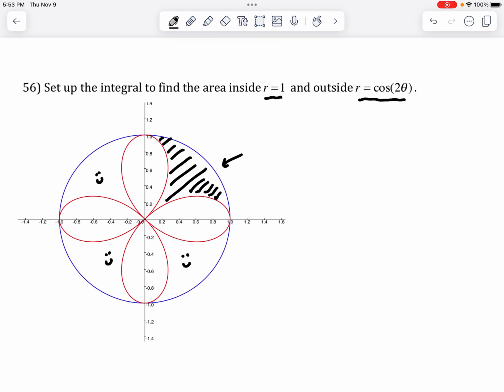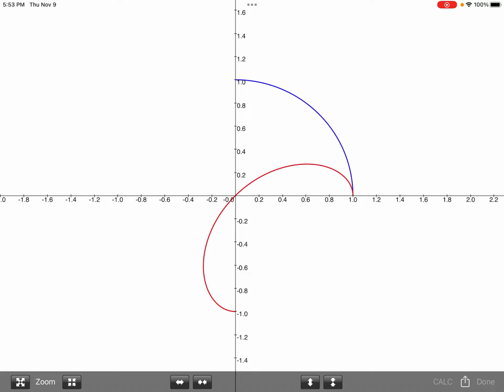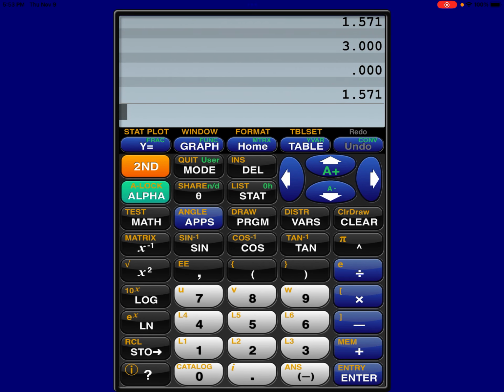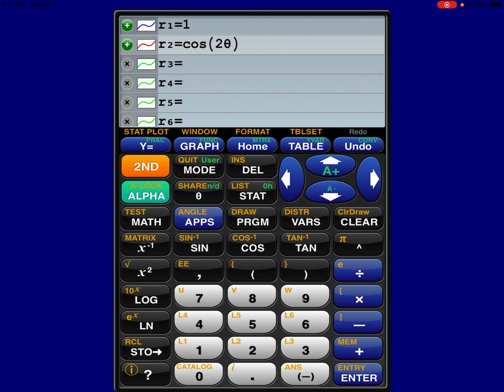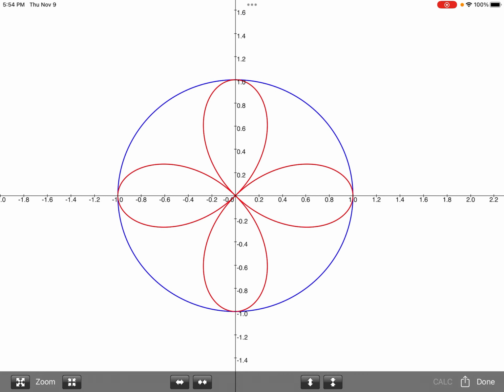For the limits, I'm thinking that this is usually theta equals 0, and this is usually theta equals pi over 2. So I'm thinking 0 to pi over 2 will be the limits. And if I go to the graph and check, so let me move over to a graphing calculator, and let me make sure I have the functions, yes. And the window at first go from 0 to 2 pi. And you'll see that that's the whole graph.